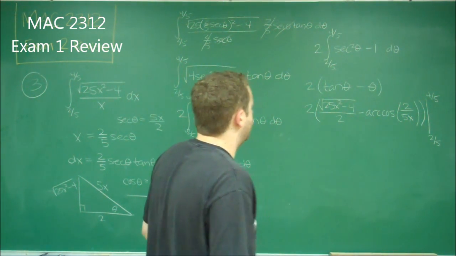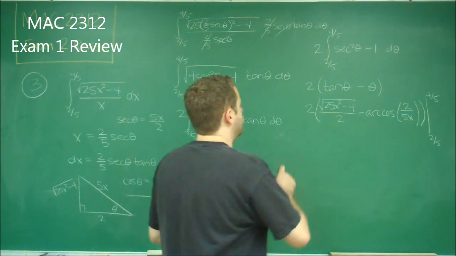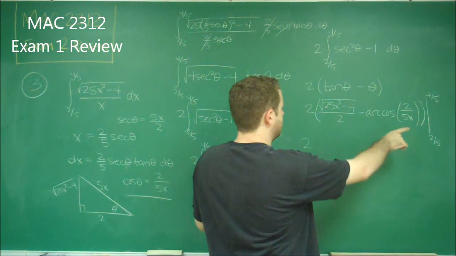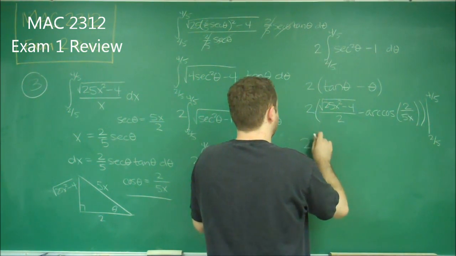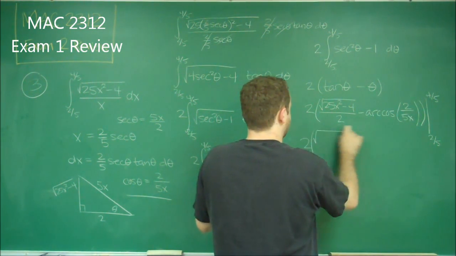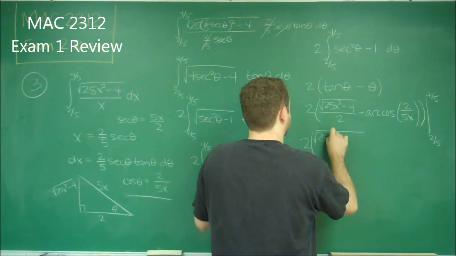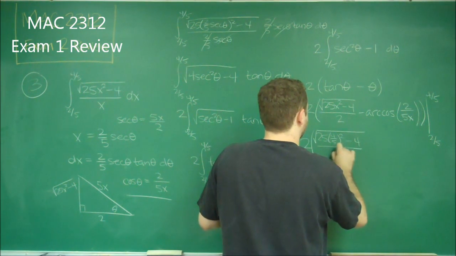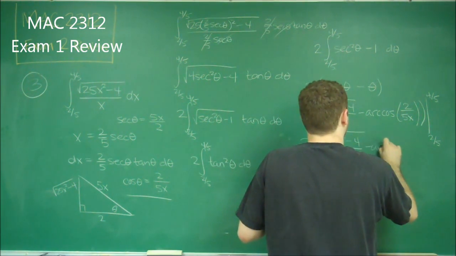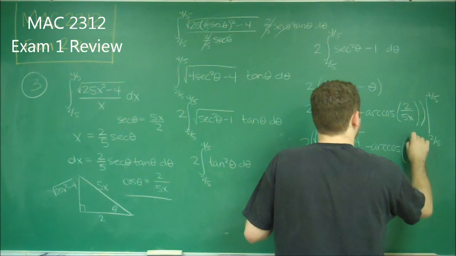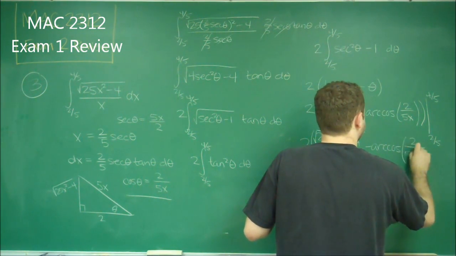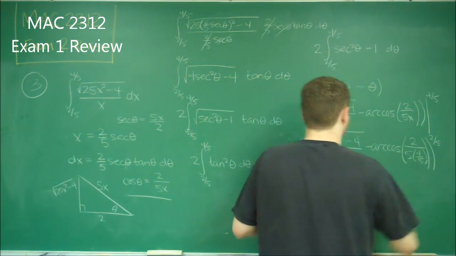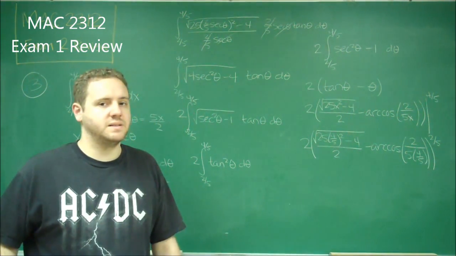Okay, so if we plug in 4/5, we're going to get 25 times 4 over 5 squared minus 4, all over 2, minus arc cosine of 2 over 5 times 4 over 5. Let's see what that is, and then we'll figure out.